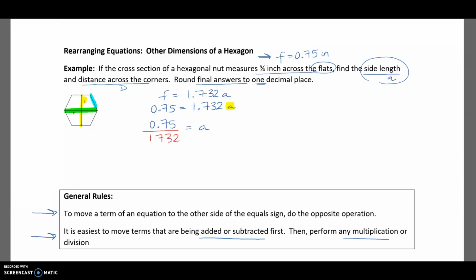And when you do that division, 0.75 divided by 1.732, you get a long decimal number, 2.3093, and so on. For A, to report this answer, we'll round to one decimal place. Our side length, A, is 2.3 inches.